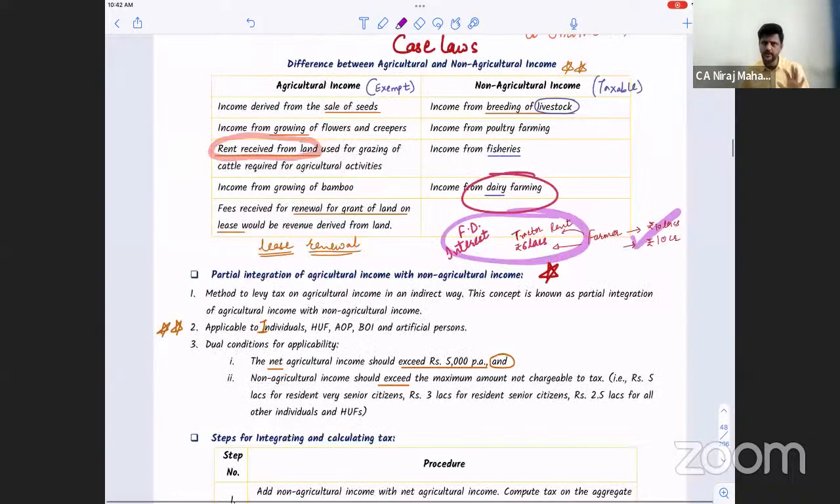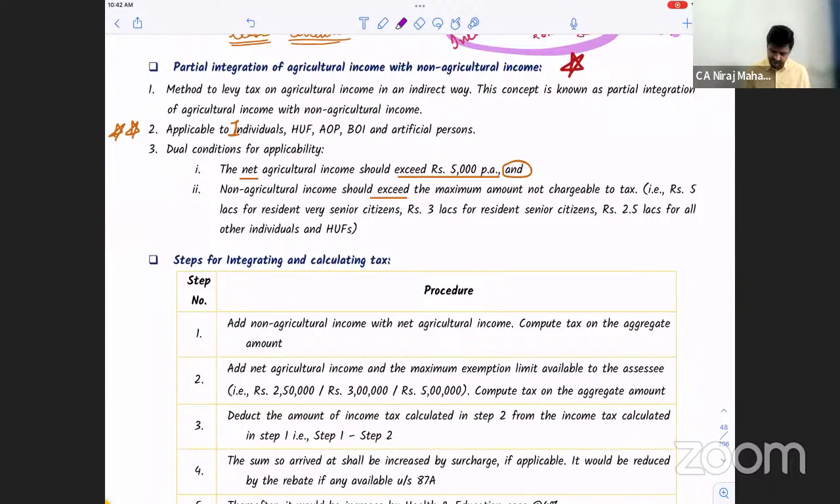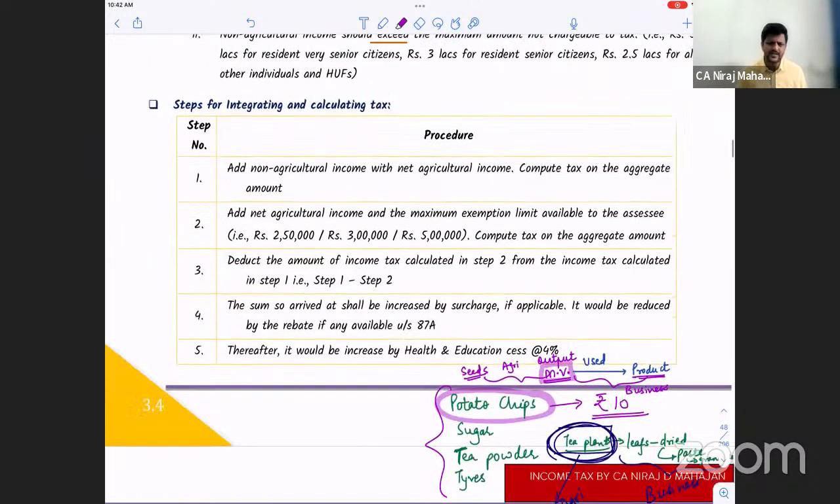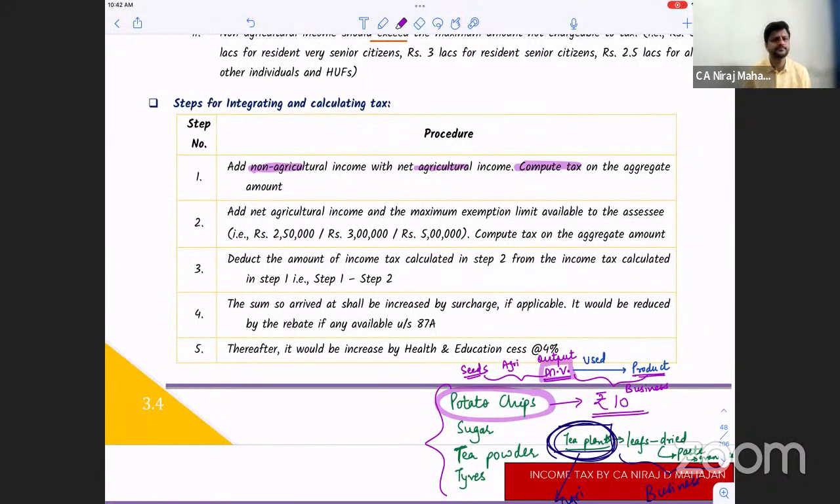Understood earlier? When do we use this scheme? So 5 lakhs, 3 lakhs, and 2.5 lakhs is okay. What are the steps? Very simple. Take total income, non-agri with agri, whatever he has earned, and compute tax on the same. Then take only agri income and add BEL to that. BEL is the basic exemption limit. So agri plus basic exemption limit.